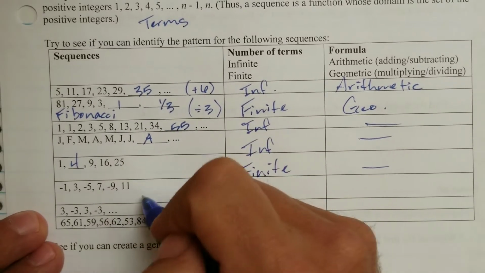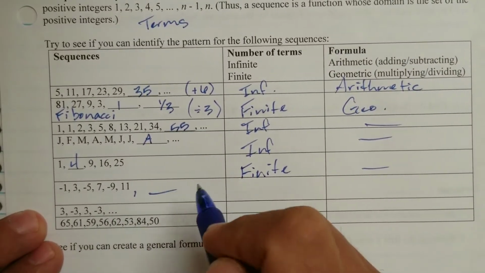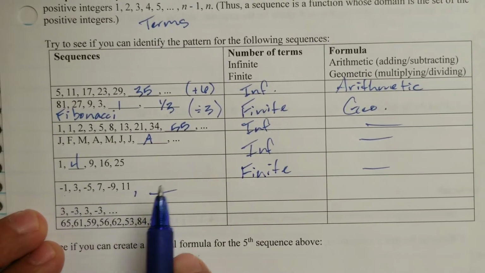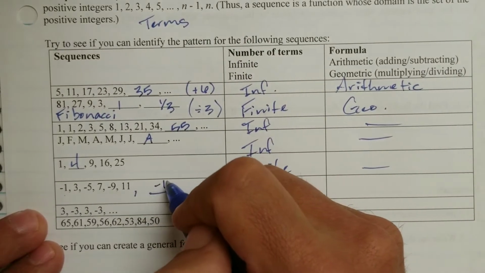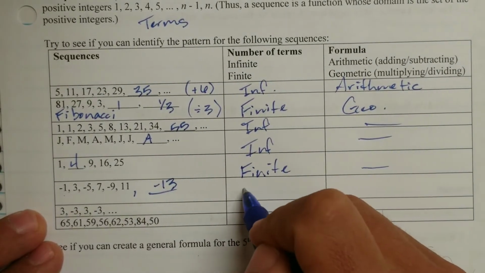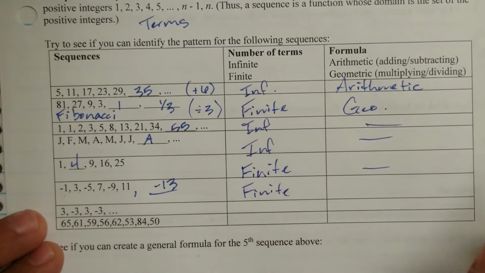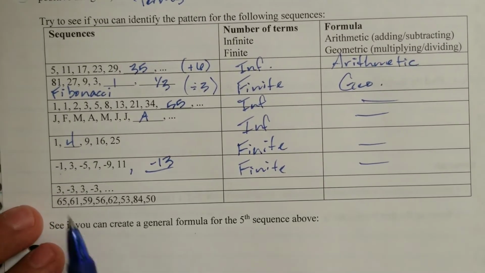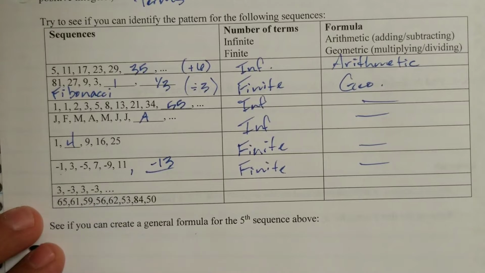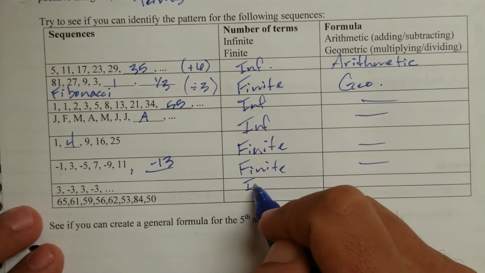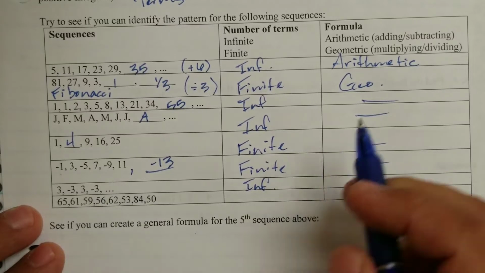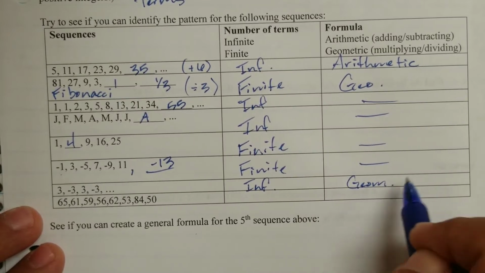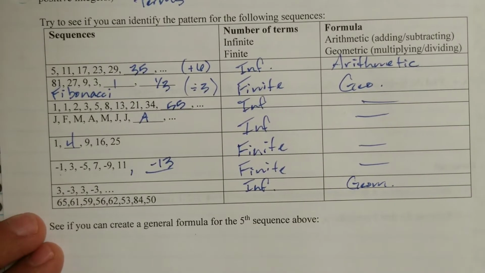Okay. If we were going to add another term here, looks like I left that off. Let's see. It's adding 2 every time, but it's changing signs. So this would be a negative 13. This one's just multiplying by a negative 1 every time. And it says that it's infinite. So that would be geometric. Multiplying by negative 1.